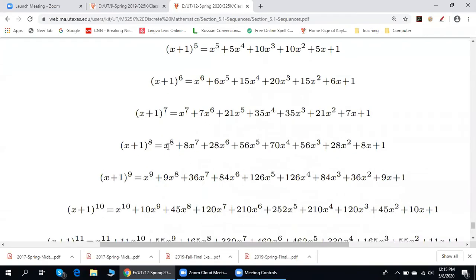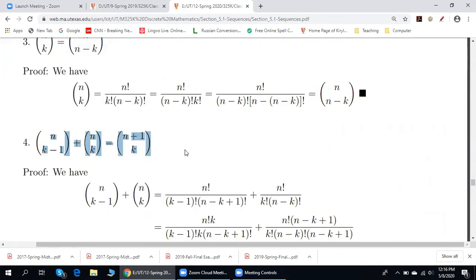Similarly, let us compare, say, this and this. 1 plus 8 is 9. 8 plus 28 is 36. 28 plus 56 is 84, and so on. So, if we know coefficients in the previous formula, it is easy to come up with coefficients in the next formula. And observe that what we do here is kind of similar to property 4.